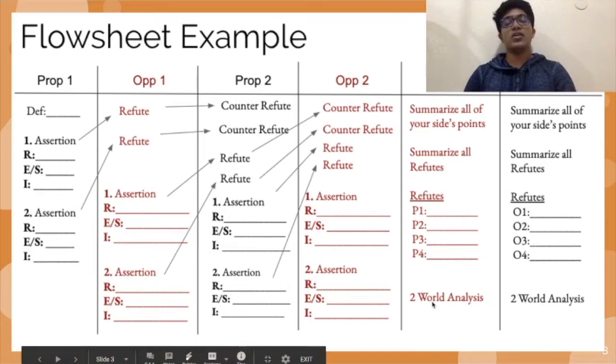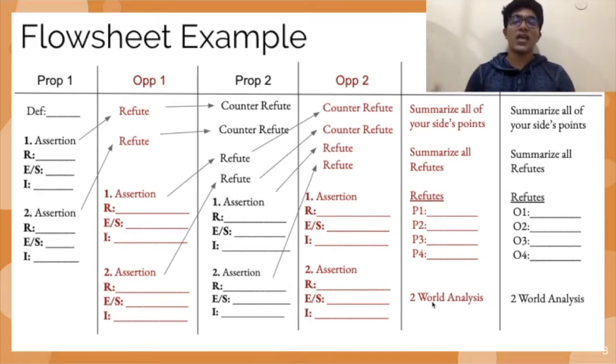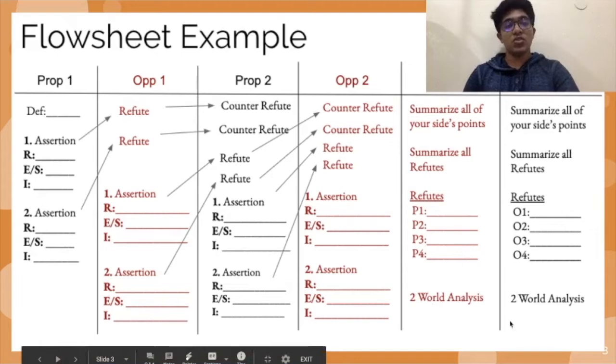And then do a two-world analysis at the end, which is basically comparing the impacts of the different sides if you were to take the best case scenario from your side and the worst case scenario from your opponent's side. The proposition 3 speaker has basically the same job, except they get to end the debate, which means the two-world analysis needs to be especially strong in order to beat this large opposition block here.